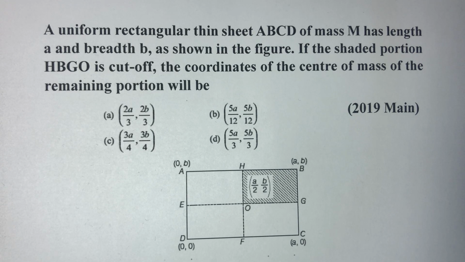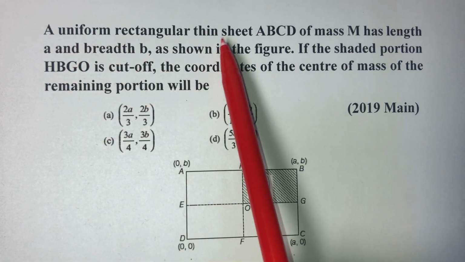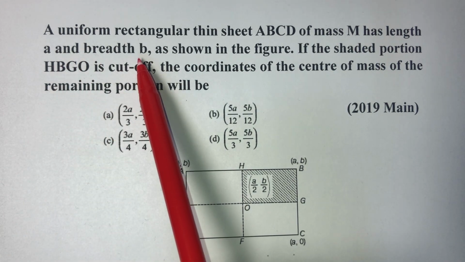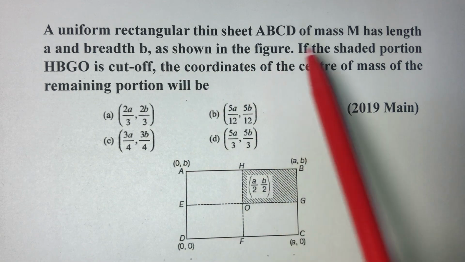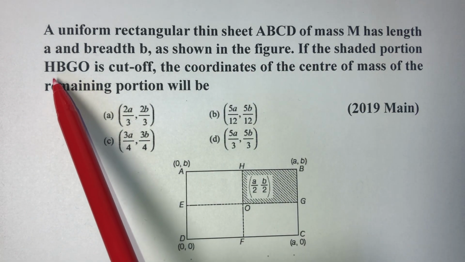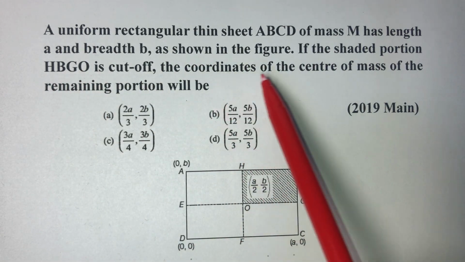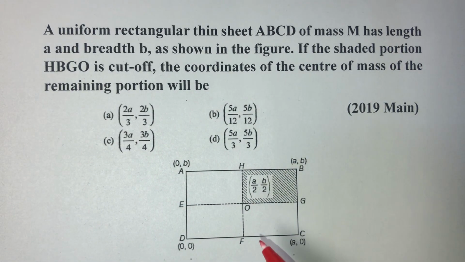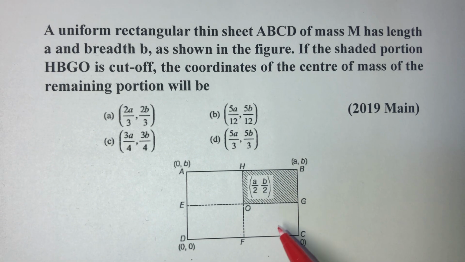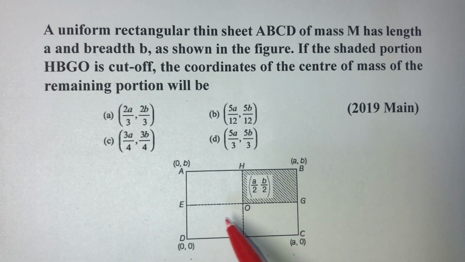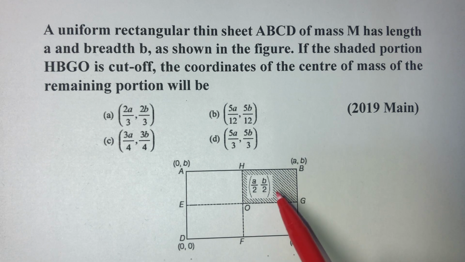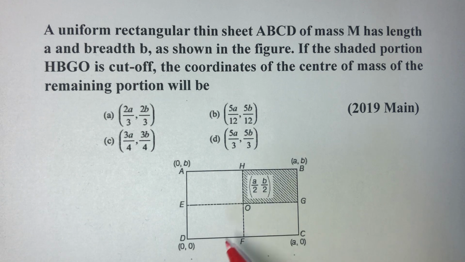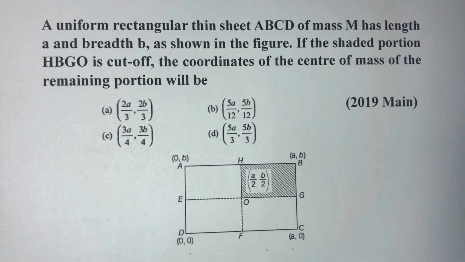Hello friends, today's question. A uniform rectangular thin sheet ABCD of mass M has length A and breadth B as shown in figure. If the shaded portion HBGO is cut off, the coordinates of center of mass of the remaining portion will be. So we have four options, and this is the figure. It is basically divided into four pieces and one of the pieces, that is HBGO, the shaded region, is removed. So we have to find out what will be the center of mass of the remaining portion.